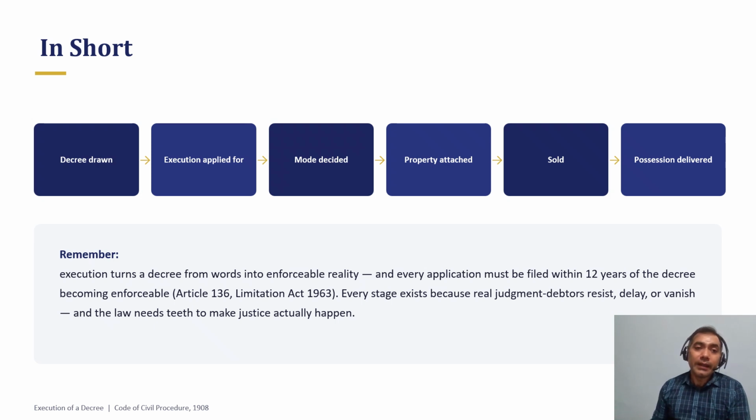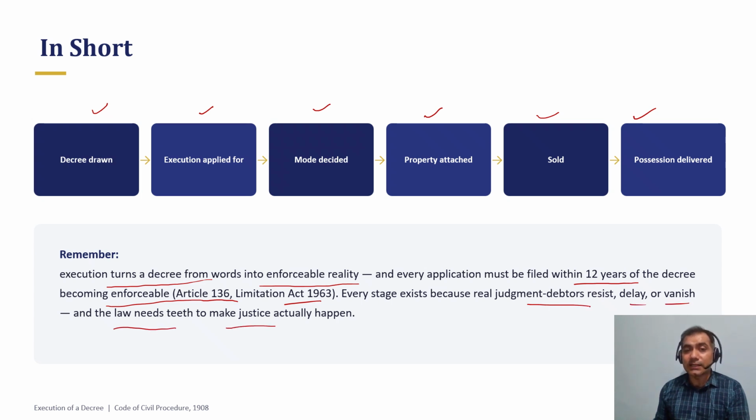So, in short, decree drawn, then execution applied for, then mode decided, then property is attached, sold, and possession is delivered. One thing that we need to remember here is that execution turns a decree from words into enforceable reality, and every application must be filed within 12 years of the decree becoming enforceable under Article 136 of the Limitation Act, 1963. Every stage exists because real judgment debtors resist, delay, or vanish, and the law needs teeth to make justice actually happen.